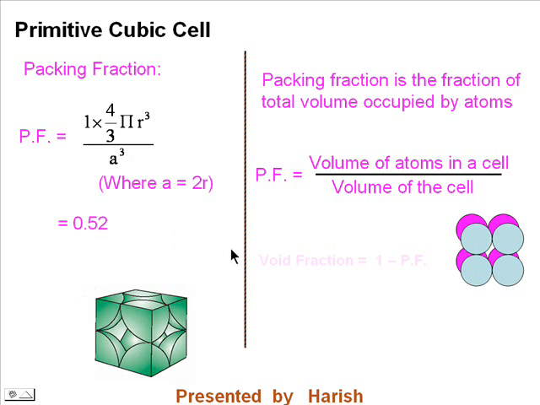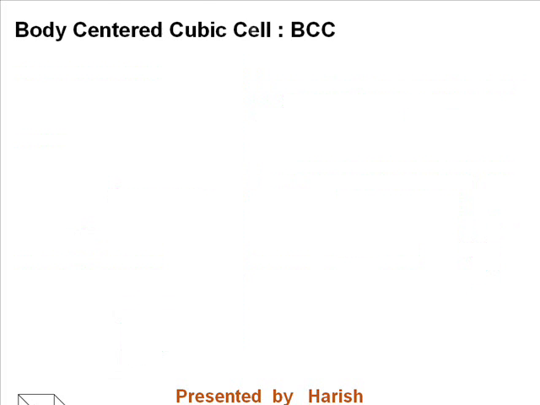Along with packing fraction, we also define void fraction. This is again fraction of the void that is present in a particular unit cell. So that value eventually comes out to be 0.48. This is about packing fraction. Okay, now let's go to body centered cubic cell. Let's see what is a body centered cubic cell. Okay, this is again a cube.